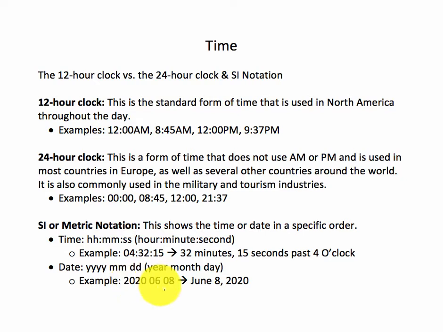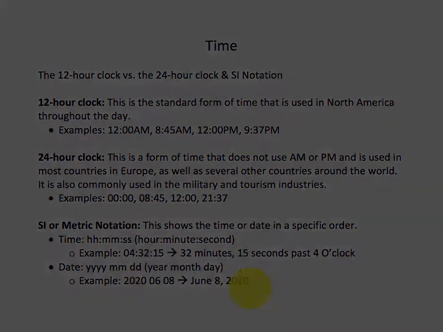And then the month, so 06 is the 6th month, that's June, and the 8th day. So this date here, 2020, 06, 08, says June 8th, 2020.